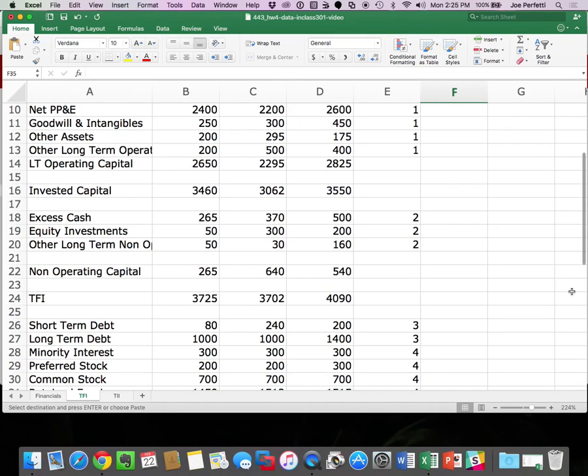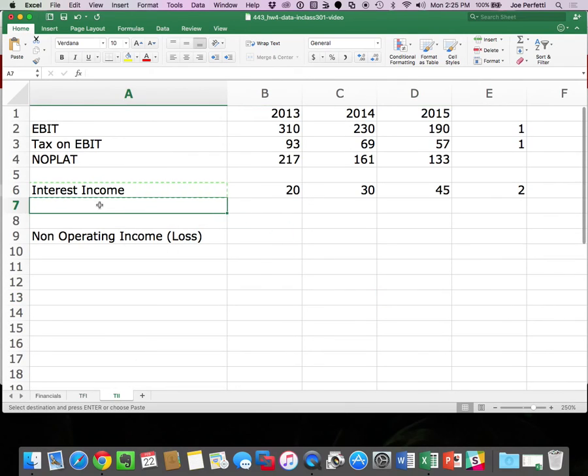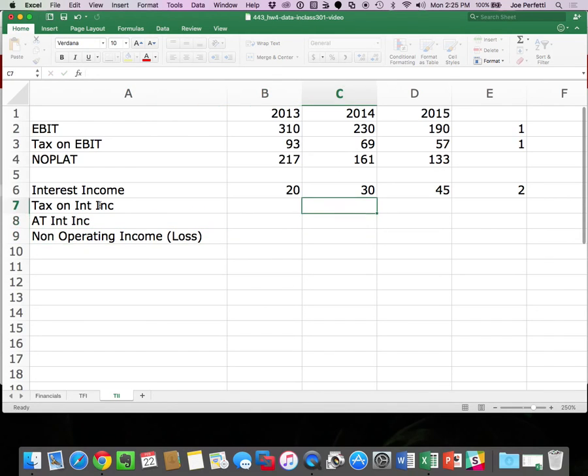Okay, does that make sense to everybody? Okay, so in this case, going back to our TII, we're going to have to pay taxes on the interest income, which gives us an after-tax interest income. And so at 30%, that would be the taxes paid, and that would be our after-tax interest income.